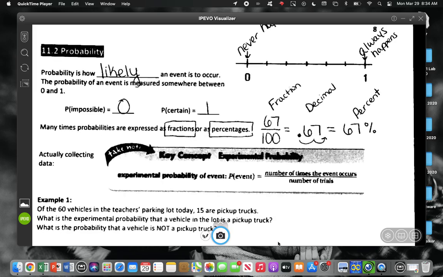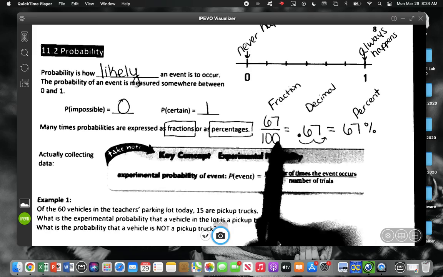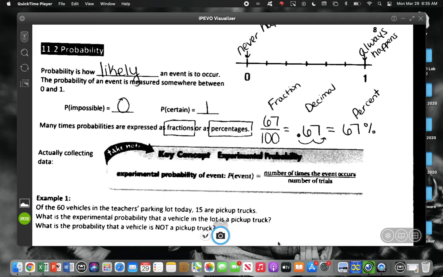Probability, if you want to write it as a decimal, that's okay, or if you want to write it as a percent. So if I told you something happened 67 out of 100 times, all 3 of these mean the same thing. 67 out of 100 is a fraction, means the same thing as 0.67 as a decimal, which means 67%. And I will try on assignments to be specific on what form I want the answer in, but they all do go hand in hand.